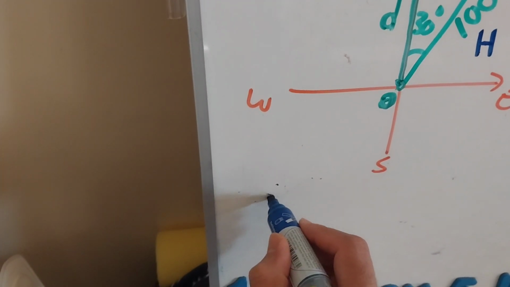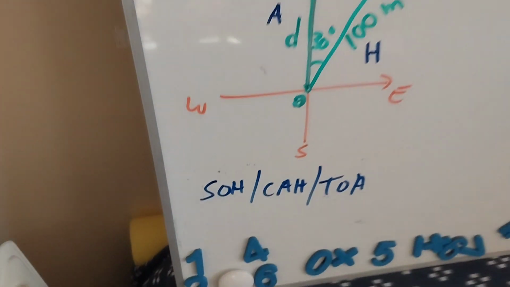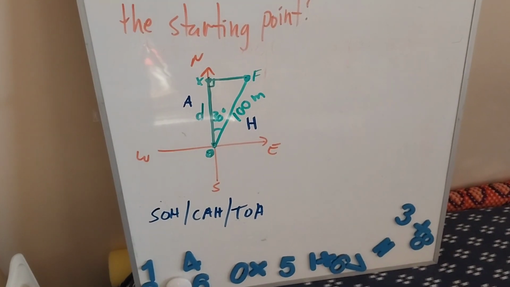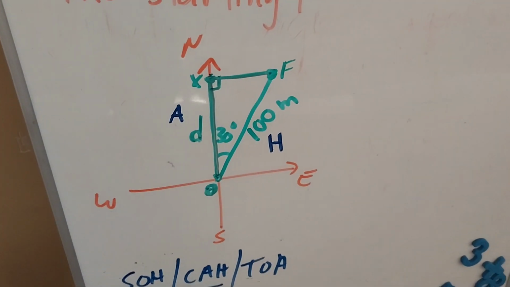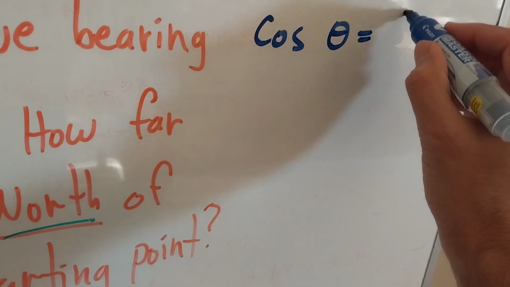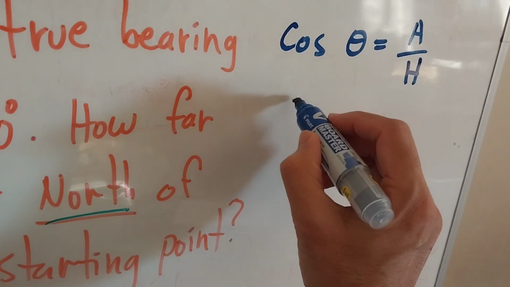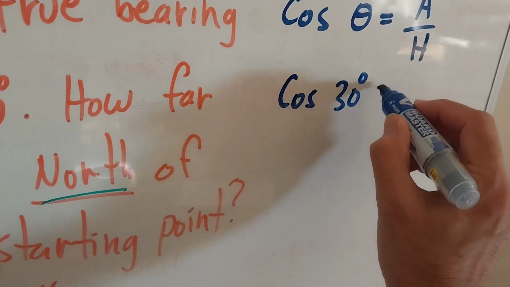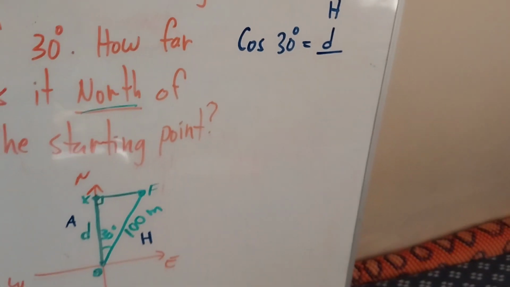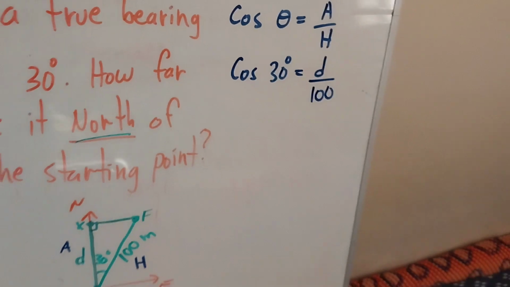Between sine, cosine and tangent, which one of them is the best to solve this question? SOH CAH TOA. CAH, cosine. So CAH means cosine of the angle theta will be equal to adjacent over the hypotenuse. The angle is 30 degrees. So cosine of the angle 30 degrees will be equal to adjacent, which we've labeled as D. You could label that as any letter, or A itself, divided by the hypotenuse, which is 100 meters.